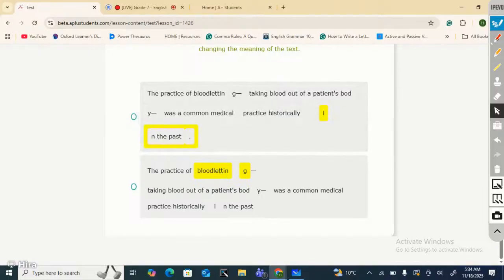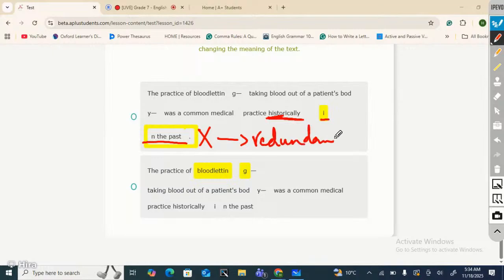Well, in option one, the word historically means something that happened in the past. So you don't need to write the phrase in the past. That is redundant and can be removed. But the word bloodletting is not redundant. So choose this option.